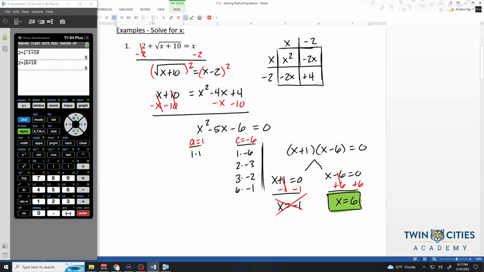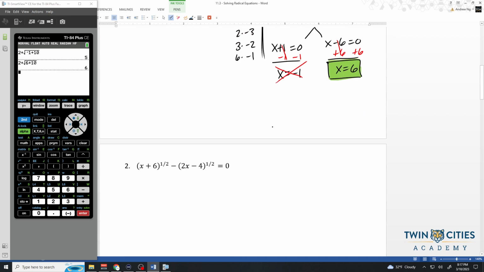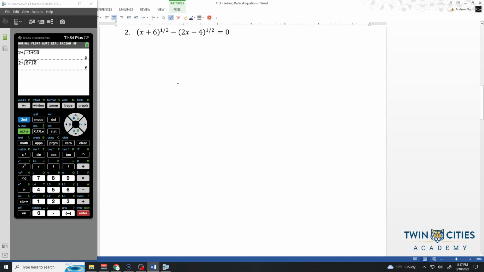All right, let's try another one. (x plus 6) to the 1/2 minus (2x minus 4) to the 1/2 equals 0. Okay, the first thing I'm going to do is recognize that the power of 1/2 is the same as saying the square root. So the square root of x plus 6 minus the square root of 2x minus 4 equals 0.